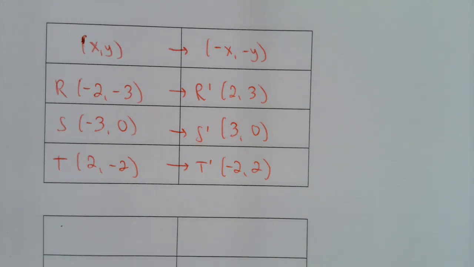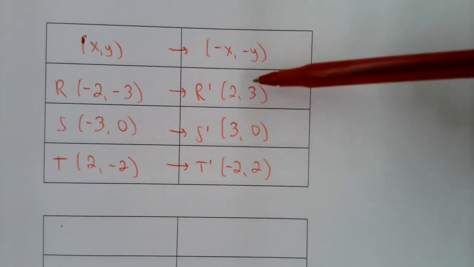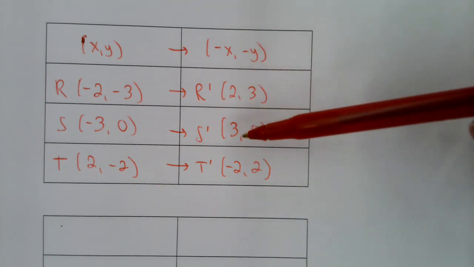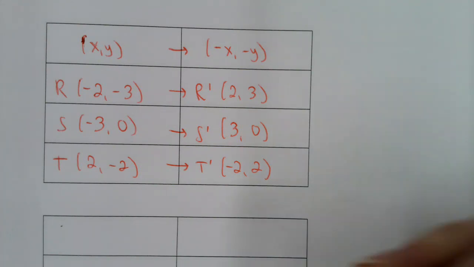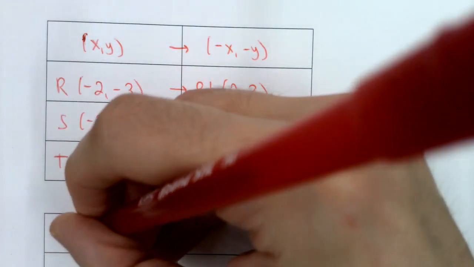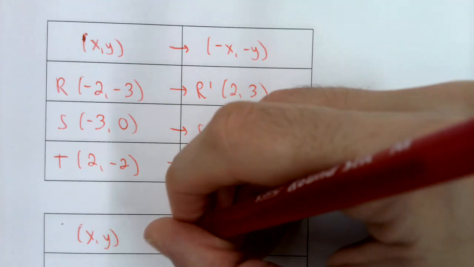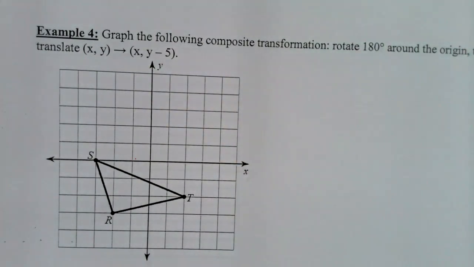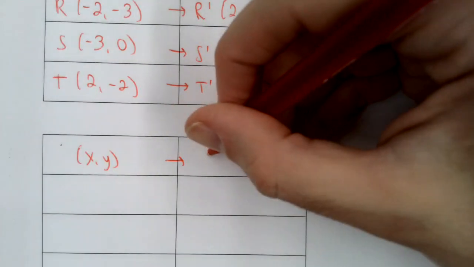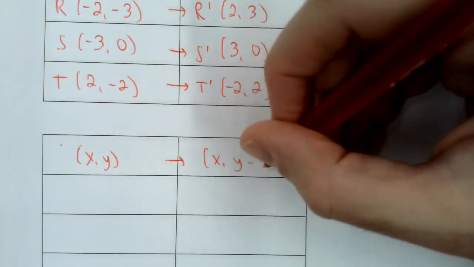Okay, now you do not have to actually graph this if you don't want to. I'm just going to graph the final image. I'm not going to graph R prime, S prime, T prime. But now what we're going to do above is a translation. So it says above, now we're going to do a translation. XY maps onto X, Y minus 5.